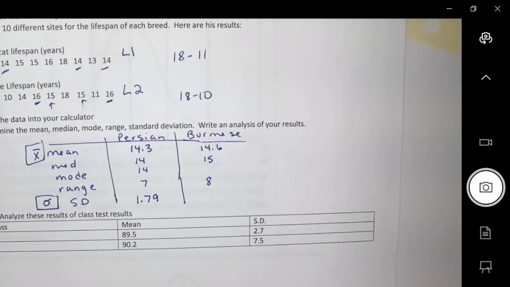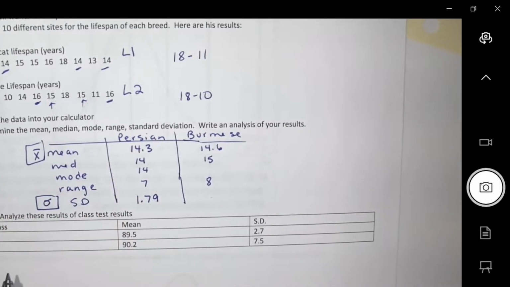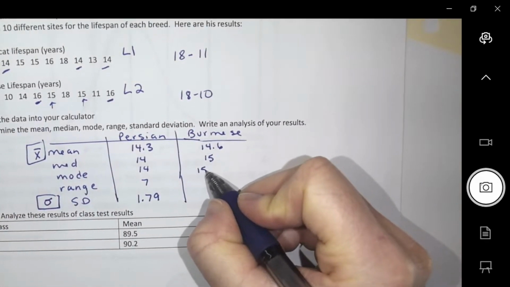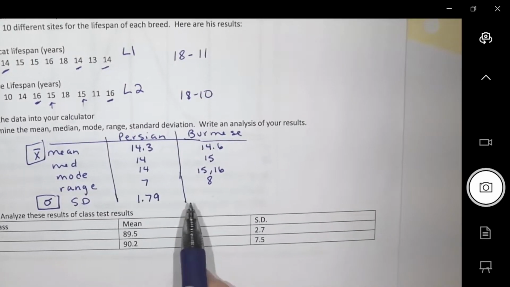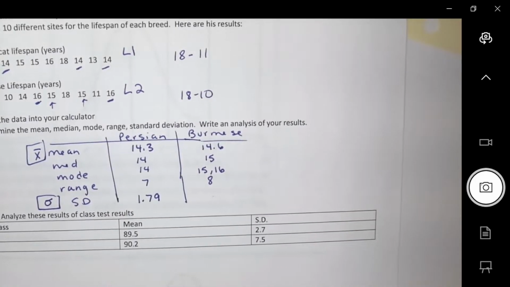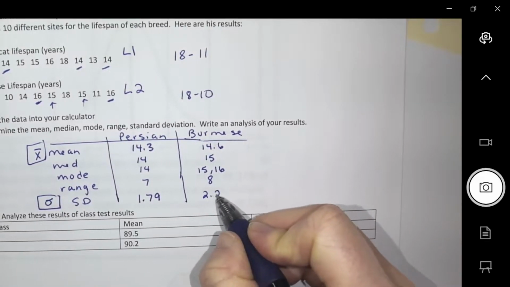What did you guys write for your mode? 16 appears 3 times. 15 appears 3 times. So guess what? You have 2 modes. Remember when we talked about mode? Sometimes you might not have any mode, and sometimes you could have more than one mode, and that's fine. 15 appears the most, and 16. And the standard deviation, looking for that little symbol, should be 2.29, right?